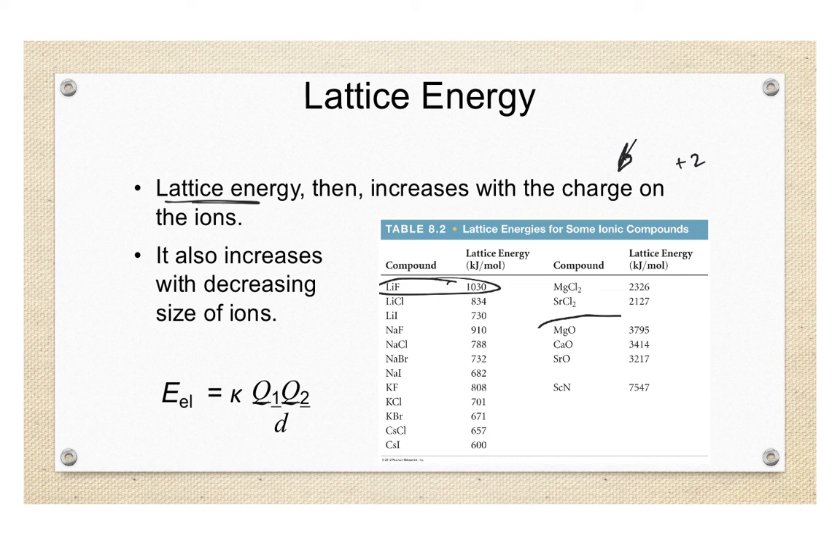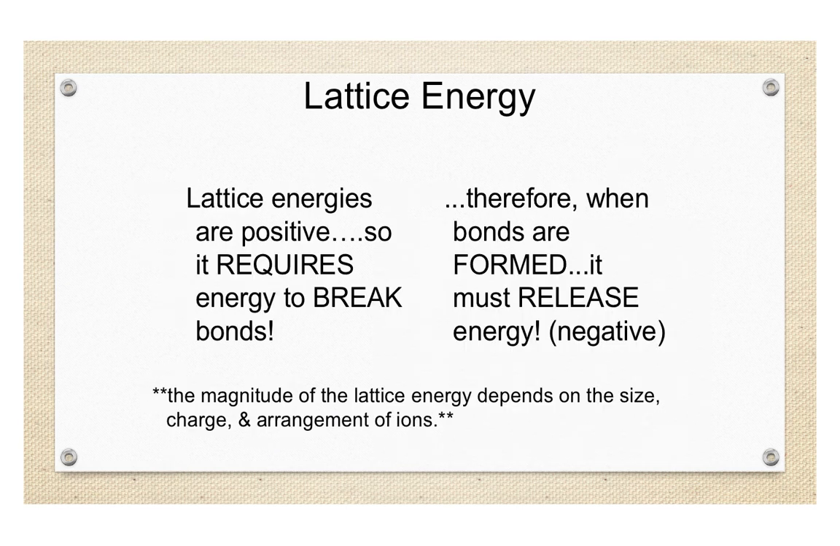It also increases with decreasing sizes of ions. Why would that be? As the ions coming together are smaller, they can get closer to one another in the crystal lattice. As a result, you're going to end up with more lattice energy. Because they are closer to one another, d is smaller, and as d gets smaller, the energy gets bigger. It's an inverse relationship.